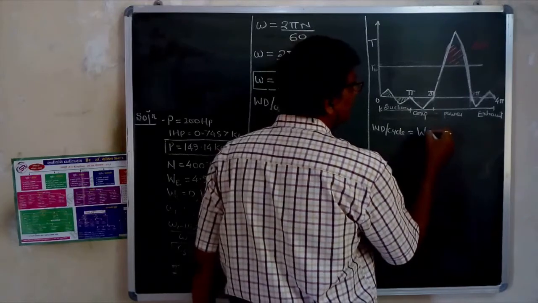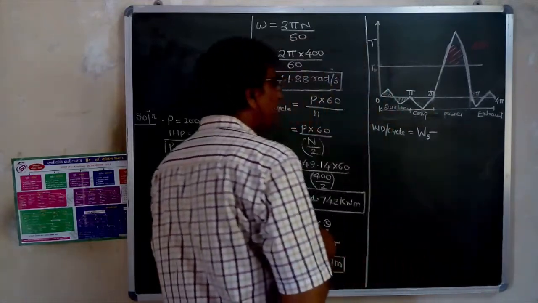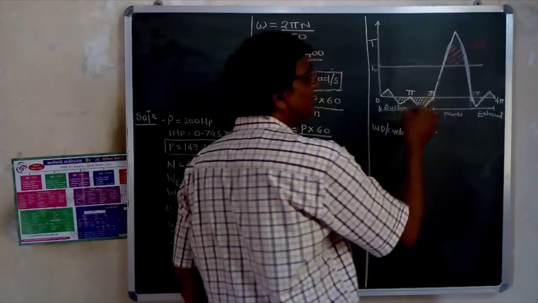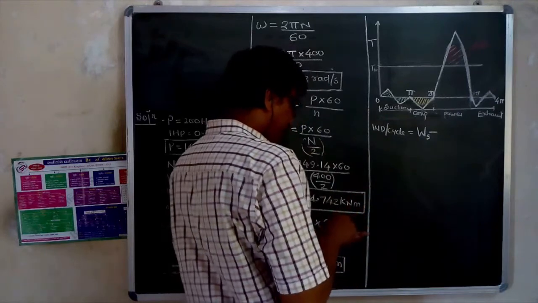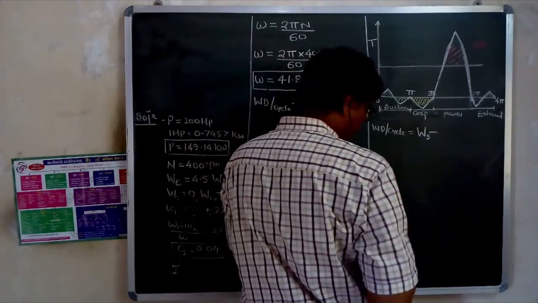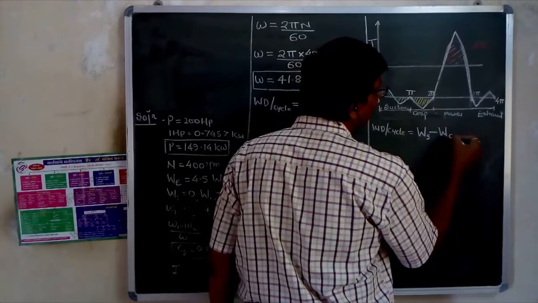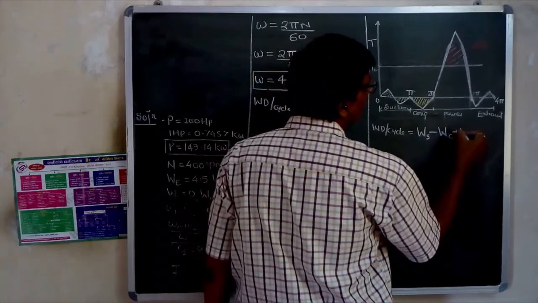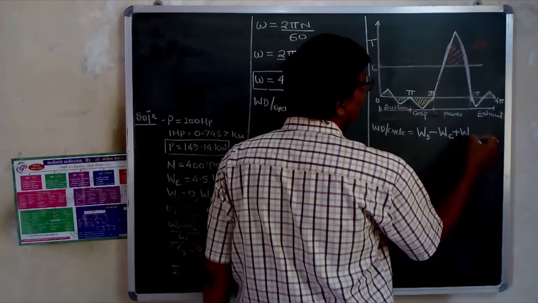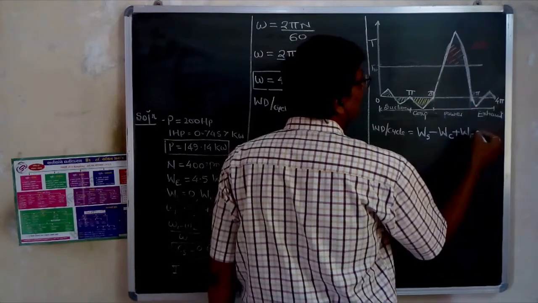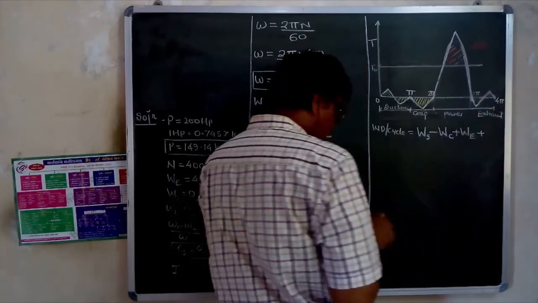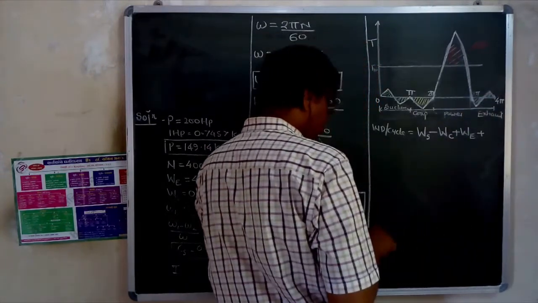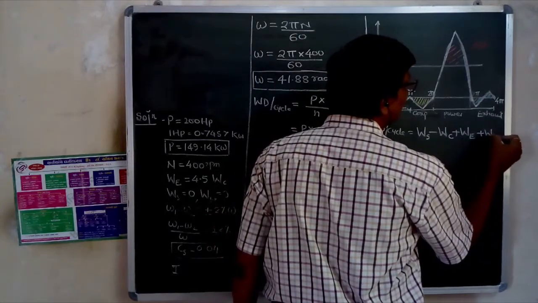Ws, plus work during compression. If you see, the work during compression is totally negative, it is below the line. So I can write here minus the work during compression. Then this is the power work, so plus the work during the power stroke, that is the expansion stroke. Then this one is again the work during the exhaust stroke.